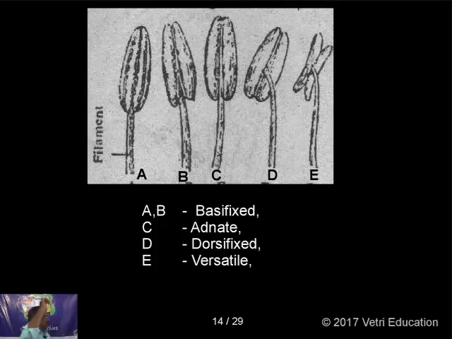So here you can see the first 2 are basifixed, attached at the base. Whereas the second one, adnate, is attached from the top to the base. The filament is attached from the top to the base. And dorsifixed is attached on the dorsal side. And the versatile you see is attached at a particular point so that the anther lobes swing in air. This you can find in grasses, this type.